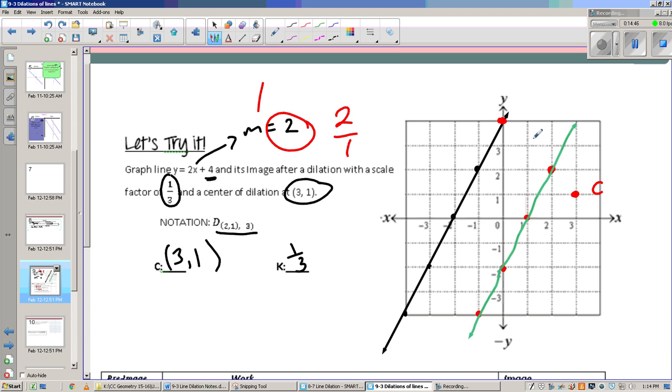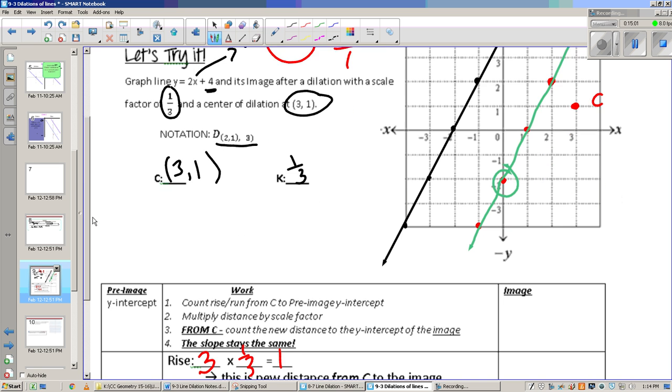So here's my new line. But in any case, you can see where the new y-intercept is going to be. It's right there. It crosses right there. Okay, so same slope, new y-intercept. How did I get that point on the line? I got it by doing the same scaling method that we did yesterday with the polygons.